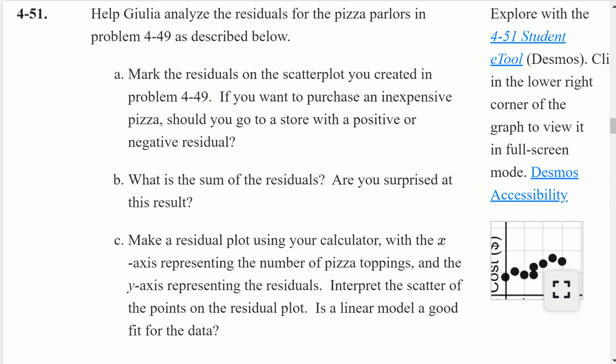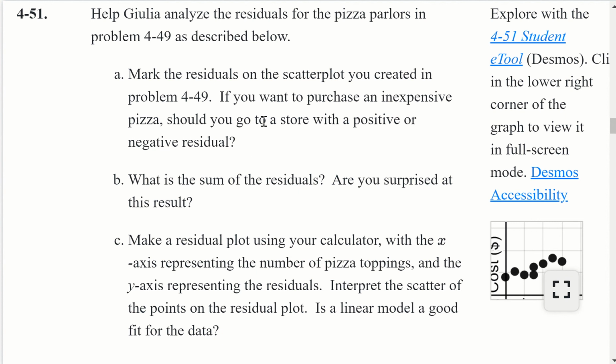So we're doing problems 51 and 52. I think I'm going to save 53 for, I don't know, a test or something. So 51 says, help Julia analyze the residuals for the pizza parlors in problem 49 as described below. Mark the residuals on the scatter plot you created. If you want to purchase an inexpensive pizza, should you go to a store with a positive or a negative residual? So again, as you're answering these, make sure your answer is a complete sentence.